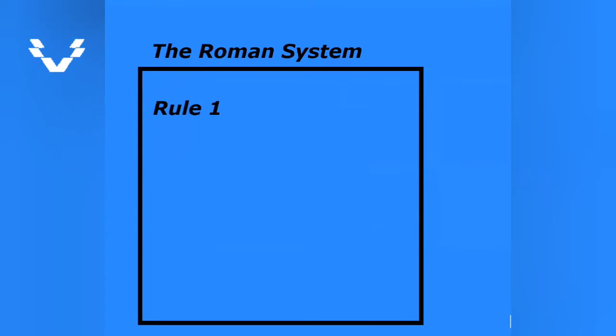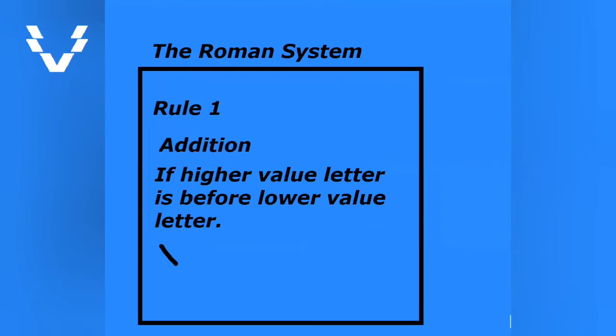The first rule in the Roman system is addition. Whenever a higher value letter is before a lower value letter, you have to add the values of the 2 letters. For example, suppose I am having X and I. I know that the value of X is 10 and the value of I is 1. So the higher value letter is before the lower value letter. So I will add the value of X, 10, and the value of I, 1. So it will give you 11.